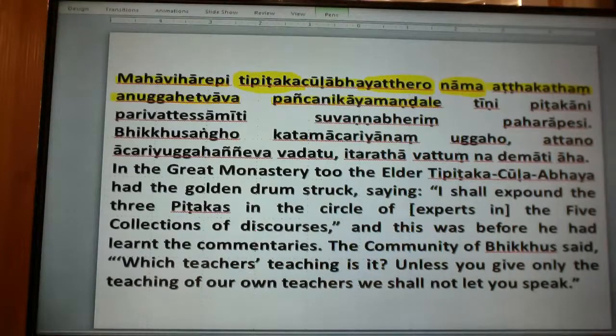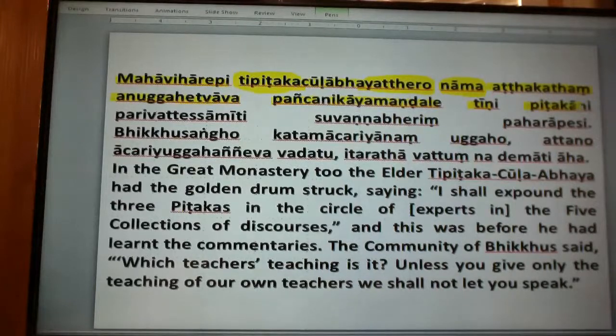So these 5 Nikaya here are mentioned, Pancha Nikaya Mandali. Mandali is kind of like the learning. These monks have already learned the 5 Nikaya. So Mandali is a kind of group of the monks.